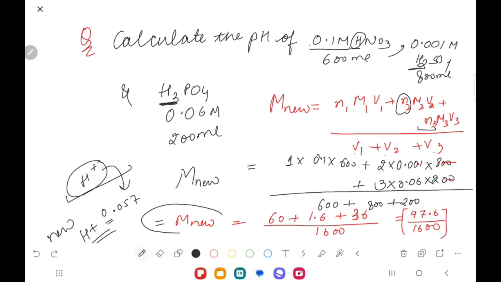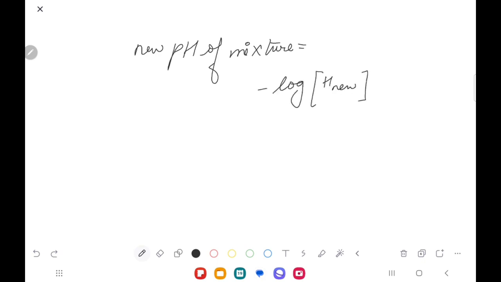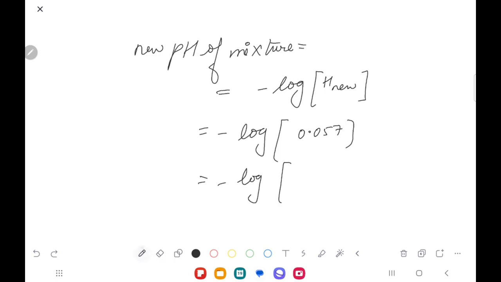And when this is the new H plus ion concentration, what exactly do you think it means? Tell me. It means the new pH of the mixture. The new pH of the mixture is equal to minus log of the new concentration. That shall be equal to minus log of what is the new concentration? 0.057, isn't it? And that is going to become minus log of, I can write it down as 57 over 1000.